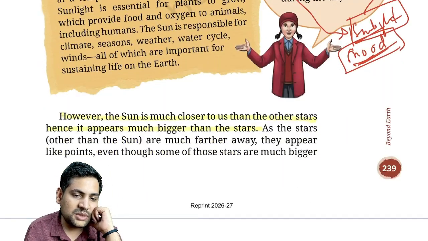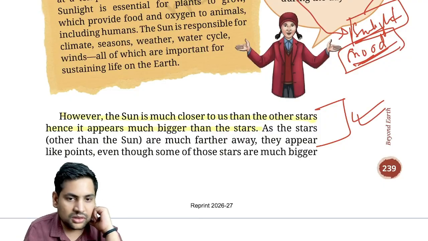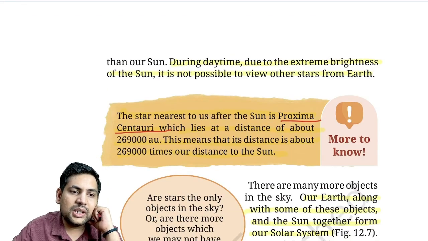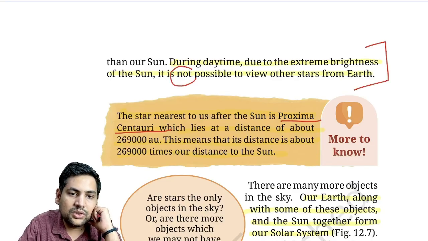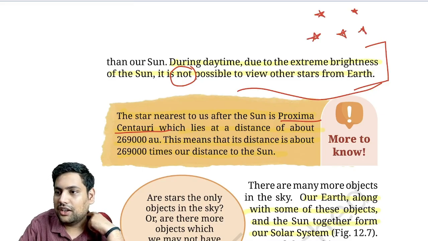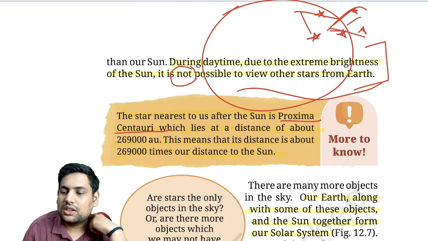However, the sun is much closer to us than the other stars, hence it appears bigger to us. During daytime, due to the extreme brightness of the sun, it is not possible to view other stars from the Earth. It does not mean that the other stars are not twinkling in the day, but because the sun is so bright, you cannot see any of the stars.